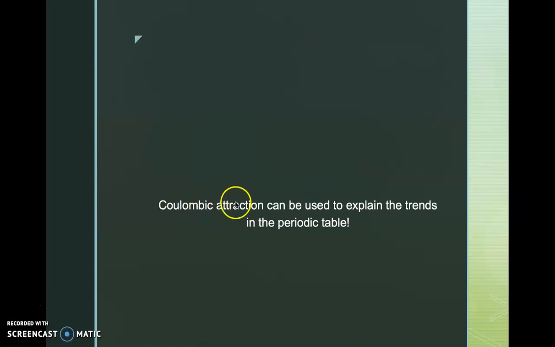Okay, Coulombic attraction can be used to explain the trends on the periodic table. So it's great that you might have memorized those trends from the last PowerPoint, but in order to really, really be able to explain them, we want you to be able to explain Coulombic attraction.